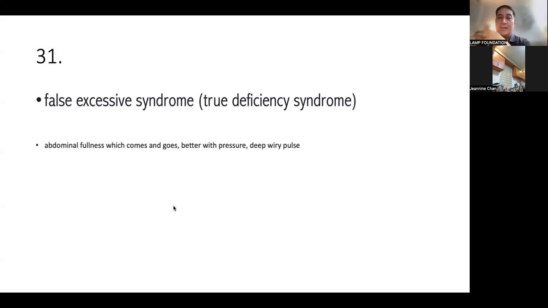So what would we expect from the pulse and also the pressure? Okay. Mm, so deep. Abdominal fullness will feel better with pressure. Mas sumasarap siya if you apply more pressure. And then deep, kasi ano diba? Deep wiry pulse. Okay?